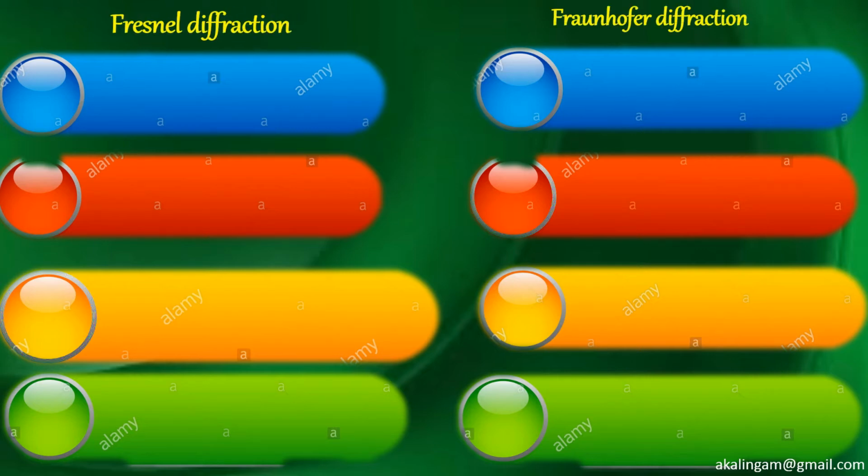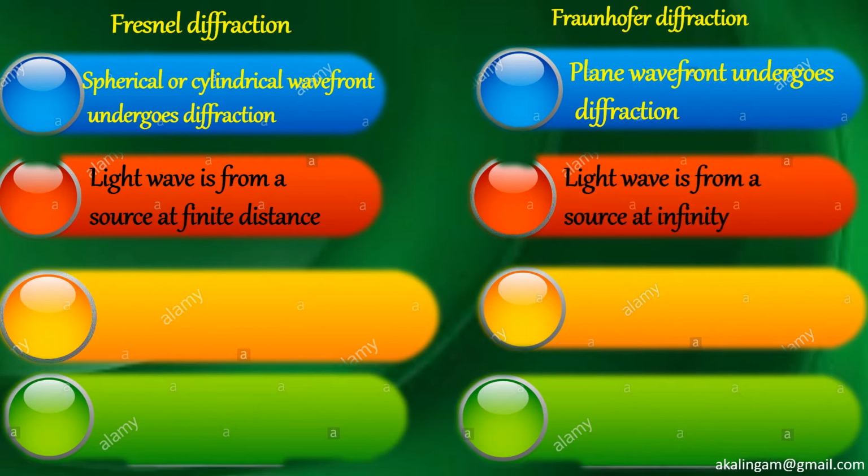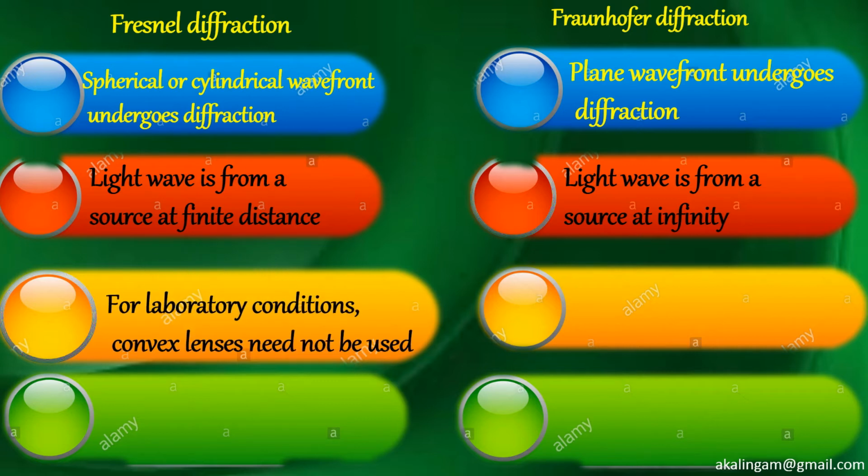Next we are going to see the difference between Fresnel diffraction and Fraunhofer diffraction. In Fresnel diffraction, spherical or cylindrical wavefronts undergo diffraction. In Fraunhofer diffraction, plane wavefronts undergo diffraction. In Fresnel diffraction, the light wave is from a source at a finite distance. It means the source and the screen are kept at a finite distance. In Fraunhofer diffraction, the light wave is from a source at infinity. It means the screen and the source are kept at infinite distance.